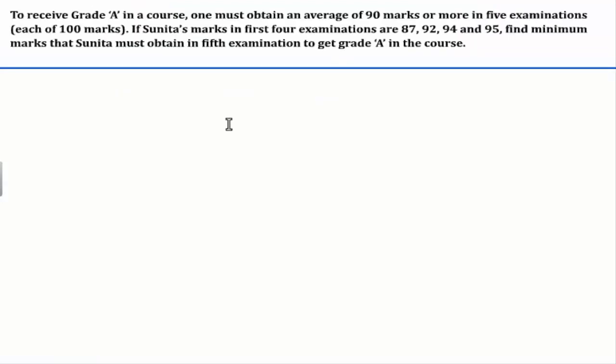In this question, it is given that Sunita's marks in the first 4 examinations are 87, 92, 94 and 95, and we have to find out the minimum number of marks Sunita has to score in the 5th examination to get grade A. Then what is grade A here? To receive grade A, one must obtain an average of 90 marks or more. Let us see the solution for this now.